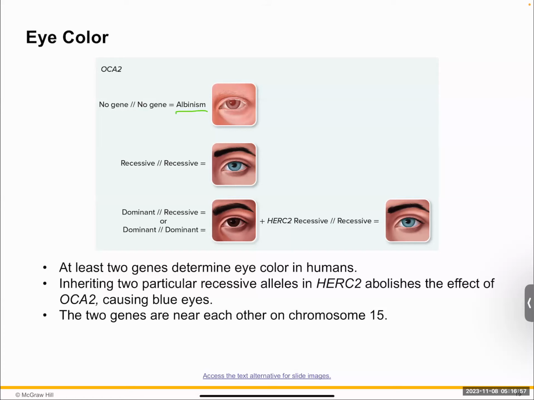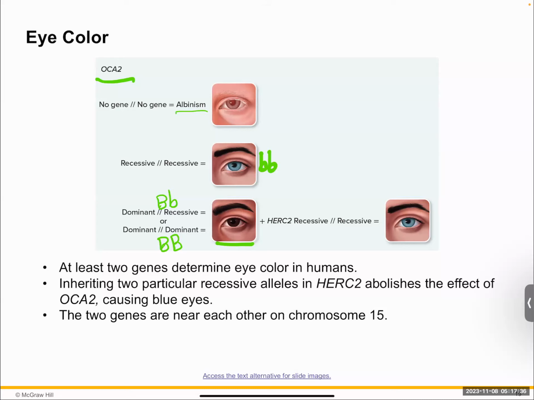Another option is when the OCA2 are both recessive. So both parents are contributing a recessive copy of that allele to their child. So again, we represent it with lowercase b. If you have brown eyes, you can have dominant and recessive being passed down, which means one parent contributes a dominant version of the allele and one parent the recessive, or both parents contribute a dominant version of the allele. And I'm sorry. So that gives you your brown eyes.